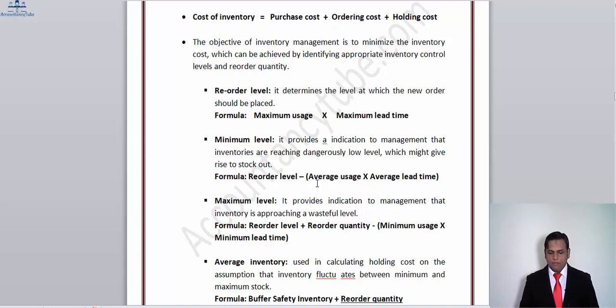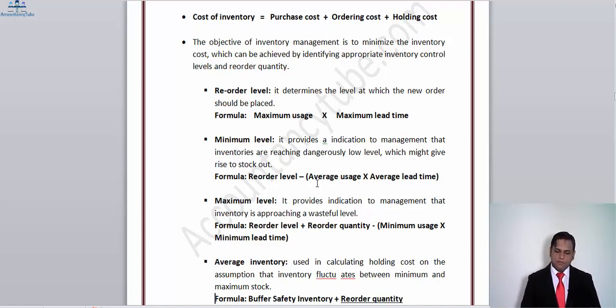Then we have got maximum level. It provides an indication to management that we are overstocking the inventory. Our reserves are getting dangerously full, which means the stock will start to get wasted. We are significantly increasing our holding costs by keeping too much stock. It provides an indication to management that inventory is approaching a wasteful level. The formula for it is reorder level plus reorder quantity less minimum usage and minimum lead time.